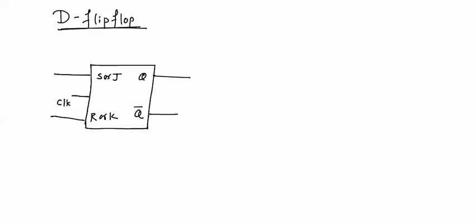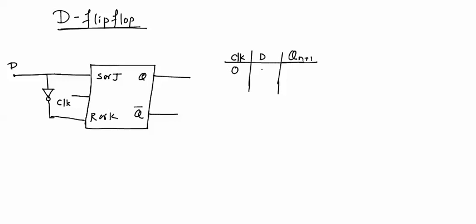Now D flip-flop can be obtained. It is a single input flip-flop which goes directly to S and it is inverted and connected to R or K. Now this flip-flop is called as delay flip-flop. As it has only one input, that is D, the truth table will contain D, Qn plus 1. Now if clock is 0, then like SR flip-flop, JK flip-flop, output does not depend on D and it remains in previous state. If clock is made 1, then output depends on D and depending on D output will be generated.